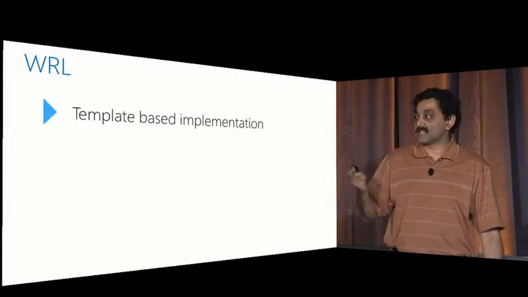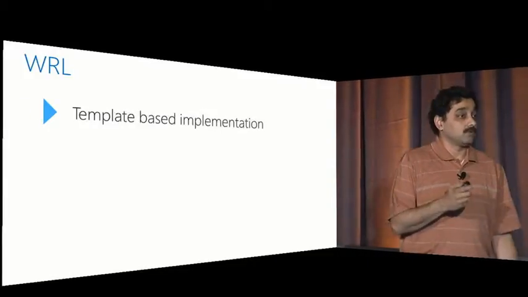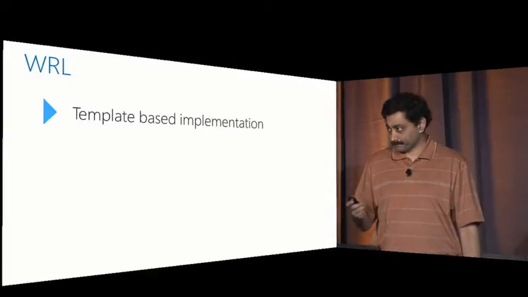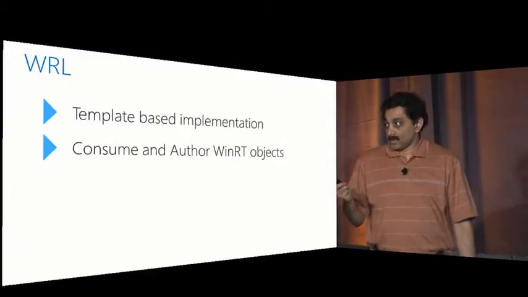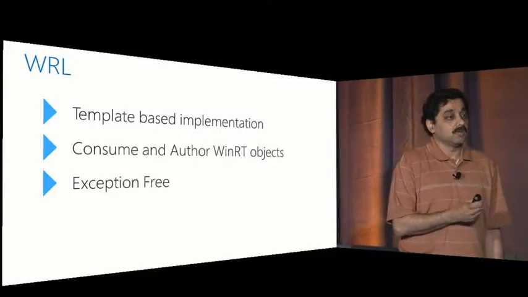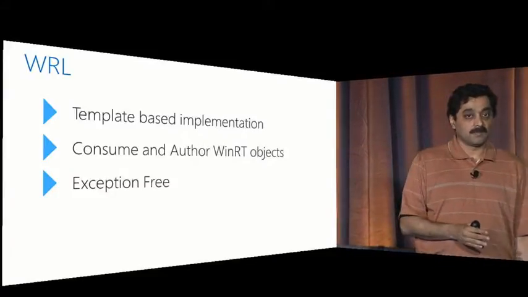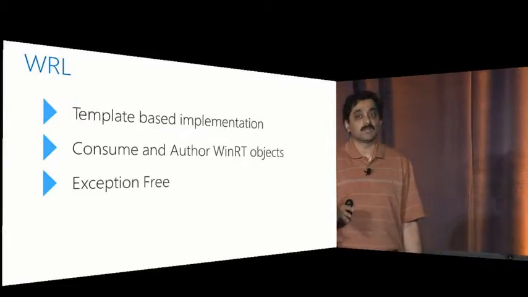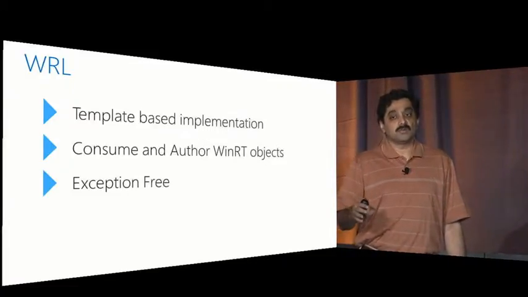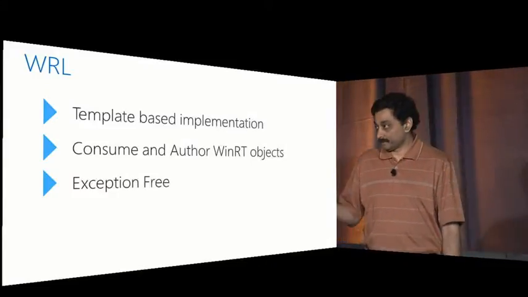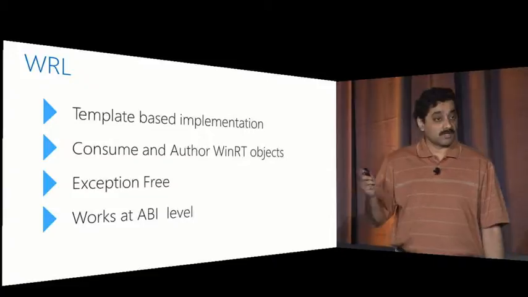So, WRL overview. What is WRL? It's a template-based implementation for consuming and authoring WinRT components. It's exception-free, so it does not throw any exceptions, but it's exception-safe in the sense that if you use some code, we internally use all smart pointers and everything so that we can clean up. It works at the ABI level.